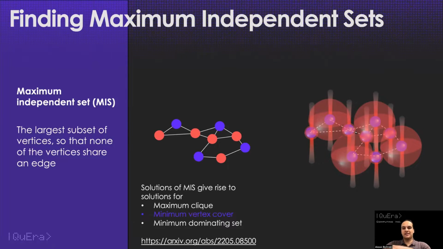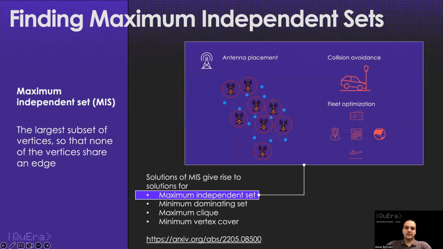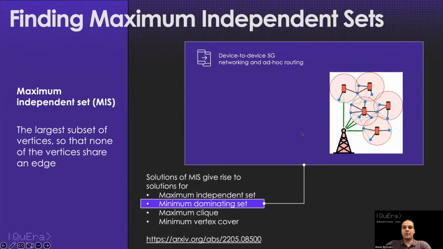Now with this idea about encoding various combinatorial optimization problems, such as the maximum independent set, onto our FPQA, I'd like to point to some interesting use cases for these problems. The maximum independent set itself is a great way to solve problems in antenna placement, collision avoidance for self-driving vehicles, and fleet optimization. The minimum dominating set problem can be applied to network optimization in 5G and ad hoc routing.